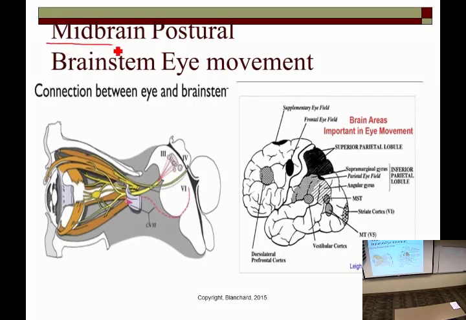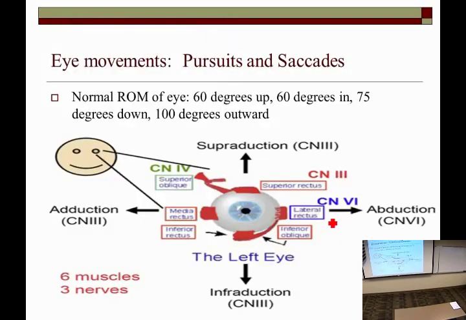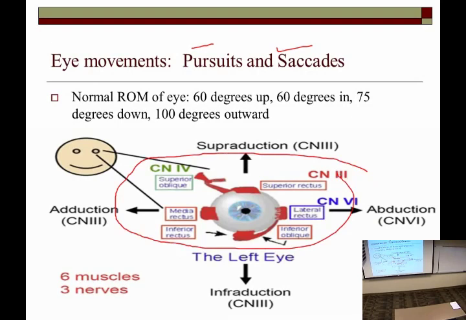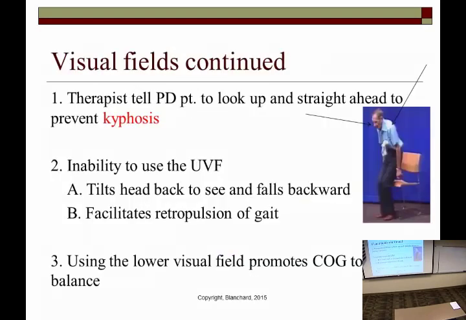I said before that the midbrain, here's cranial nerves 3, 4, and 6, but there are multiple areas in the brain that have some contribution to vision. We're not going to get into all that today. Okay? This is just a picture of looking at pursuits and saccade, cranial nerves 3, cranial nerves 4, and cranial nerves number 6 on moving the eyes up, down, in, or out. And all of these may be involved in Parkinson's disease.